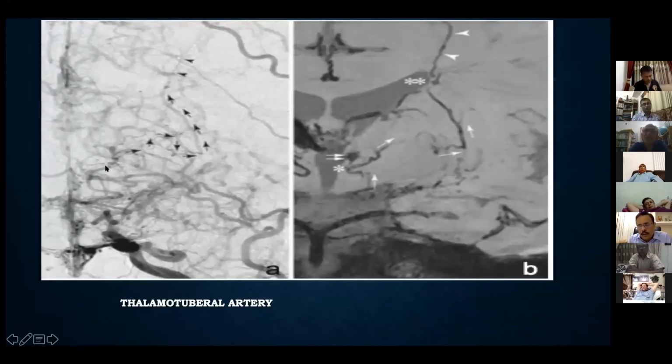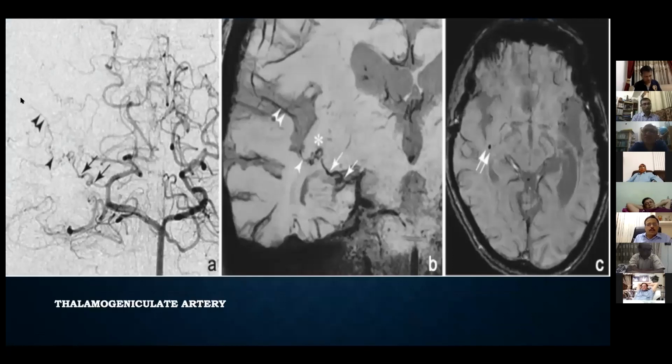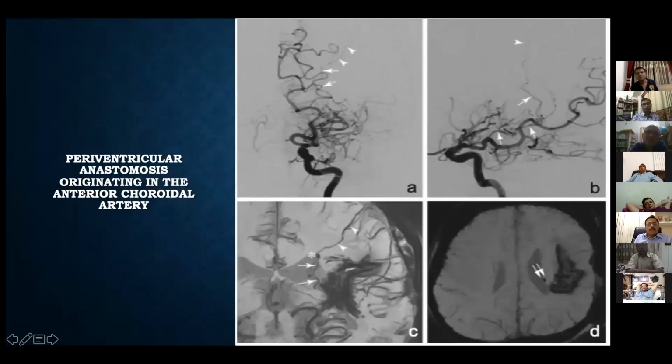This is a thalamo-geniculate artery collateral, again going through the parenchyma and giving rise to collateralization, and you can see that on the MRA as well. The anterior choroidal artery is also one of the common routes in this patient. So this is a hypertrophied anterior choroidal artery, which is giving rise to a lot of collaterals. And again, one can see some small microhemorrhages and hemorrhages because these collaterals, with age, get damaged, develop aneurysmal changes and cause hemorrhages as well.